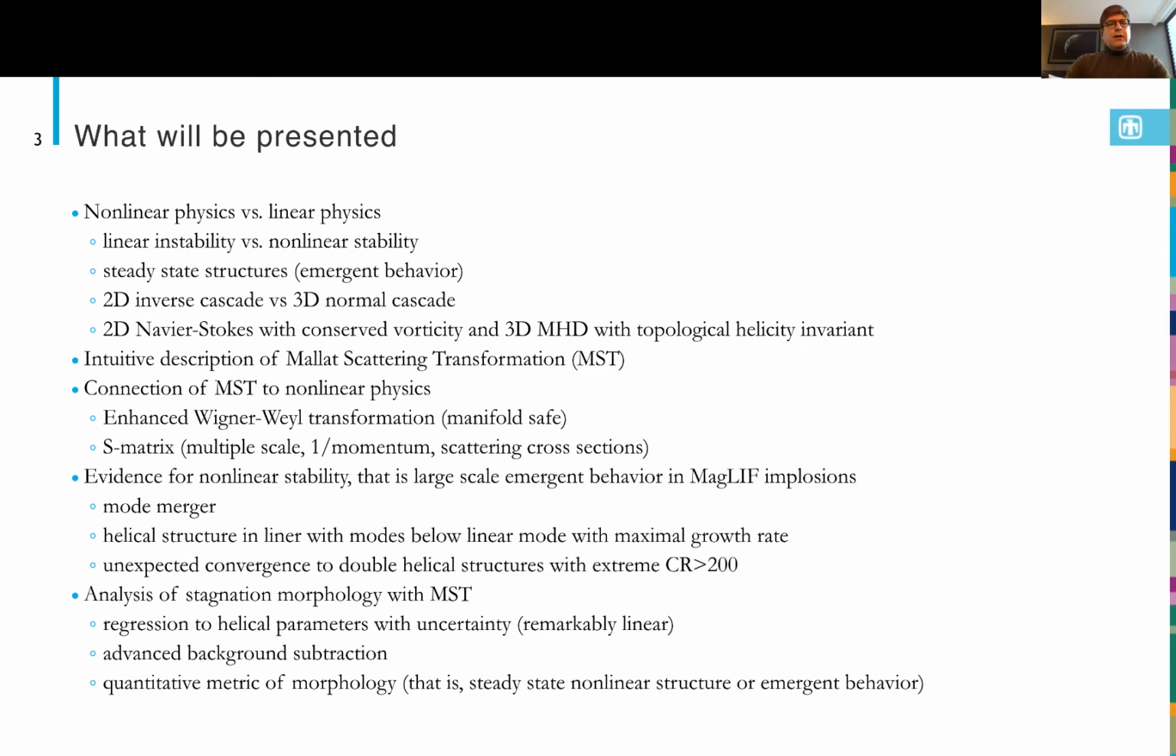but then I'll connect it to the analysis of nonlinear physics, both from showing its relationship to an enhanced Wigner-Weyl transformation and its relationship to an m-particle distribution function that is safe on a manifold. And a manifold, you can think of non-trivial topology like the surface of a torus in 2 dimensions. But also from a theoretical field theory viewpoint as the S matrix, or the multiple particle scattering cross-section as a function of the scale or the 1 over momentum.